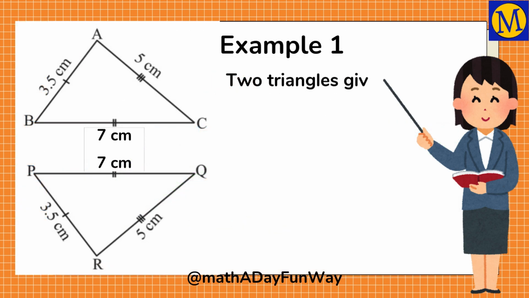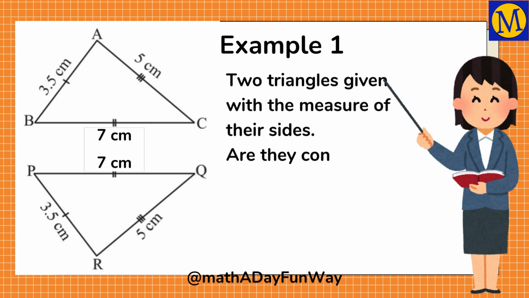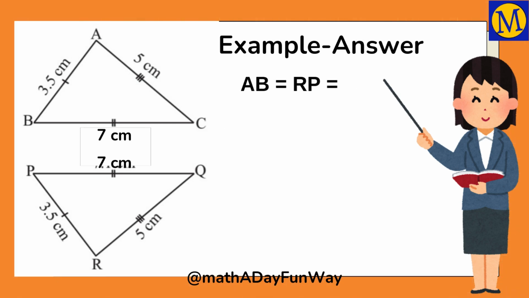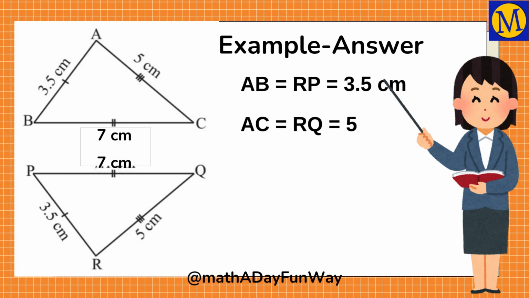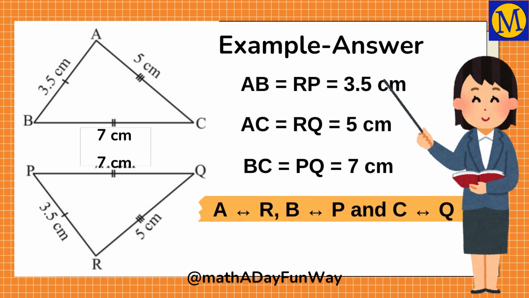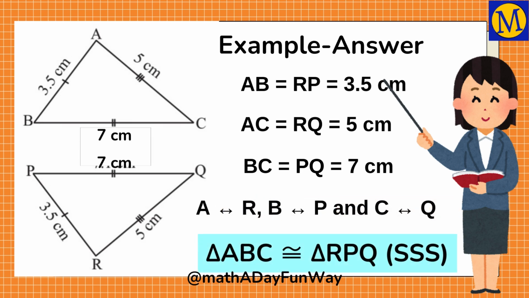Here's an example. 2 triangles given with the measure of their sides. Let's check if they are congruent and write their congruency. Examine the figure carefully and write the 3 pairs of corresponding equal sides. Now, we can easily see that the vertex A corresponds to vertex R, vertex B to vertex P, and vertex C matches with Q. So, triangle ABC is congruent to triangle RPQ.